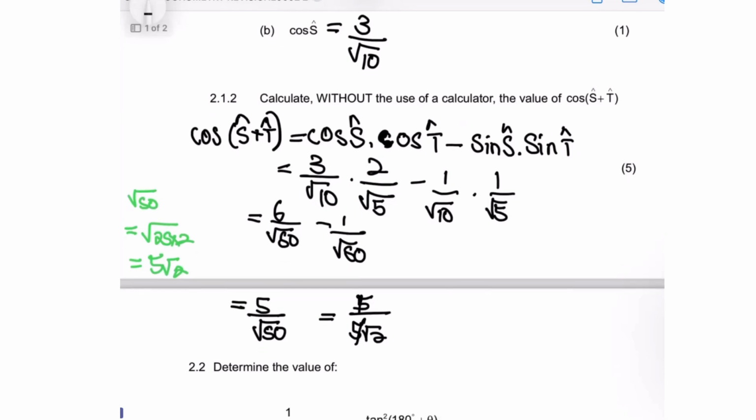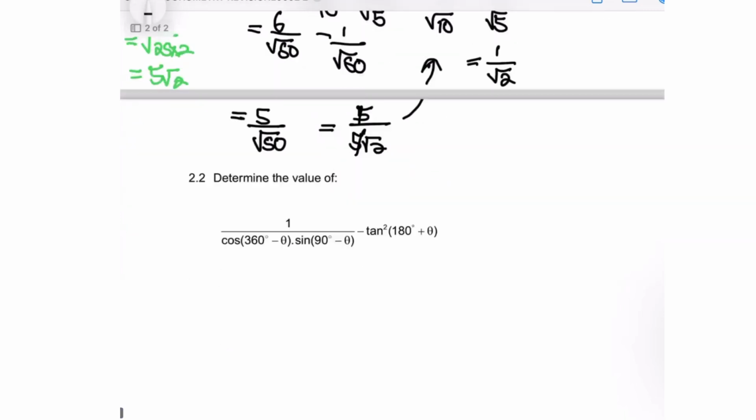This will cancel with this. Our final answer for this question will be 1 over square root of 2. That is our answer for that question: 1 over square root of 2. Good. You got your 5 marks. Now go on to the next question.